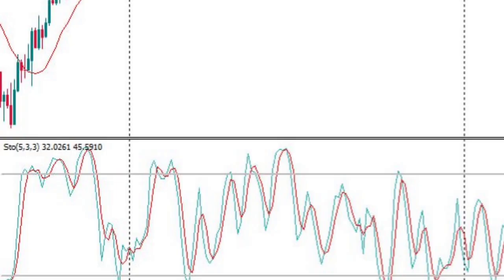Open your stochastic and you'll see 3 numbers: %K period, %K smoothing, and %D smoothing. The default is often 14, 3, 3. But for this masterclass, I want you to try 5, 3, 3. Why? The standard 14 is slow. A 5-period stochastic is more sensitive. It gives you signals earlier and helps you see the momentum shifts more clearly. We'll manage the extra noise with our rules later.